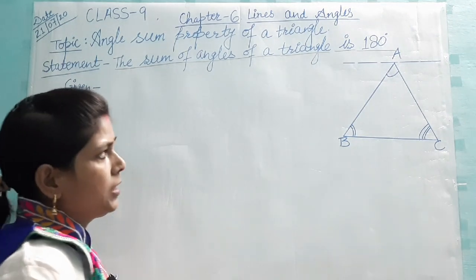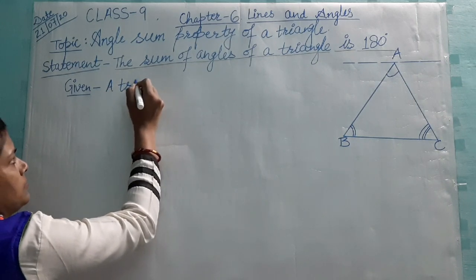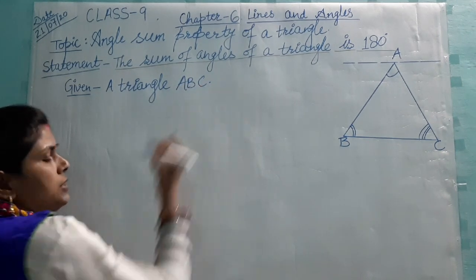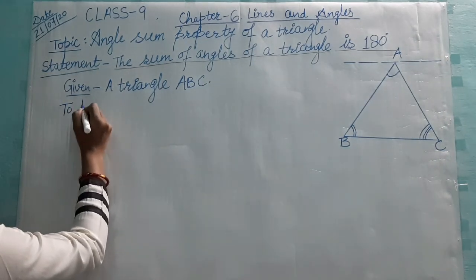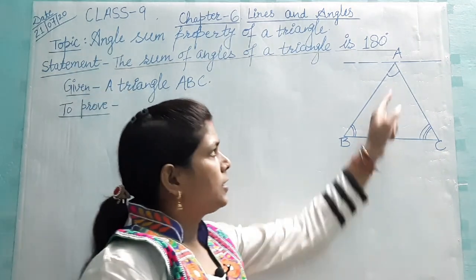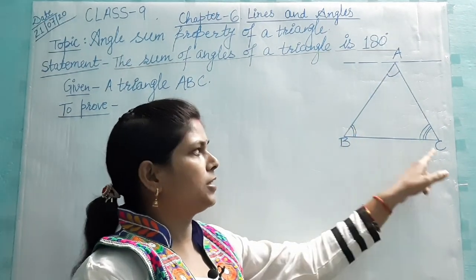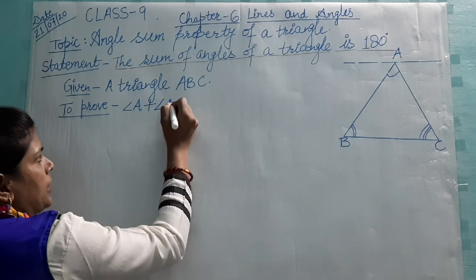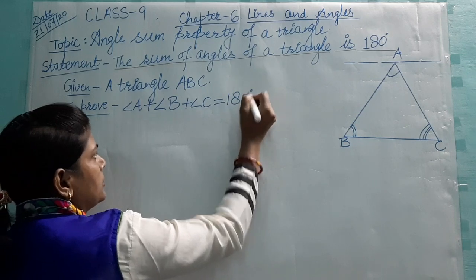What is given? A triangle ABC. What we have to prove? The next step is to prove. We have to prove that the sum of all these three angles is 180 degrees. Angle A plus angle B plus angle C is equal to 180 degrees.